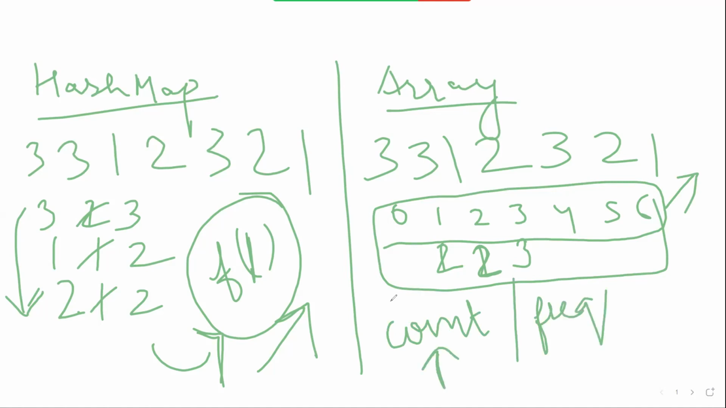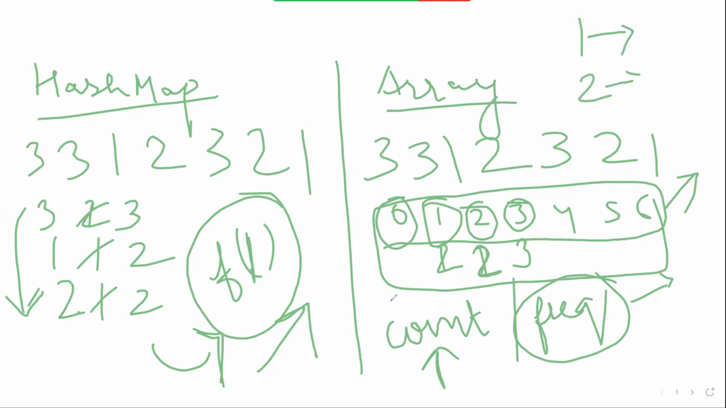Basically, count will store the count of each element. And the frequency array will tell you whether with that particular frequency, suppose with frequency 1, there exists any element or not, with frequency 2 there exists an element or not, with frequency 3 there exists an element or not. This will help you give the answer in constant time, and that is why we are going to use an array. This comparison is for why not hash map and why array.